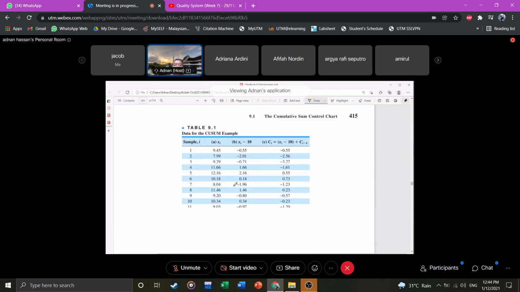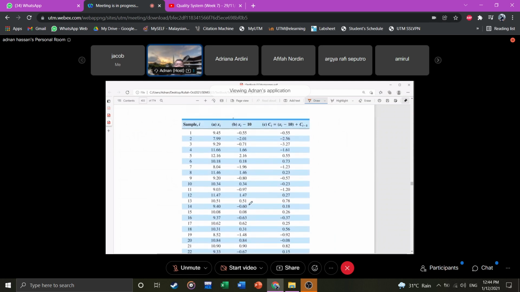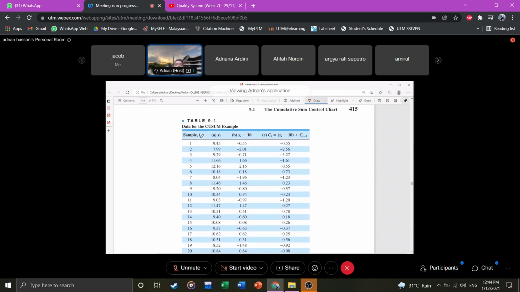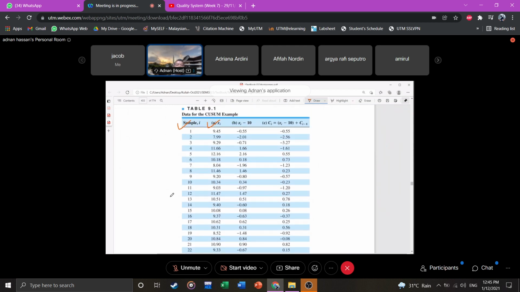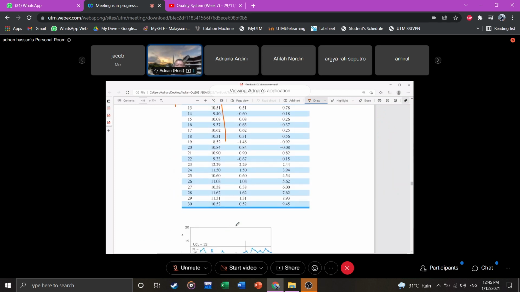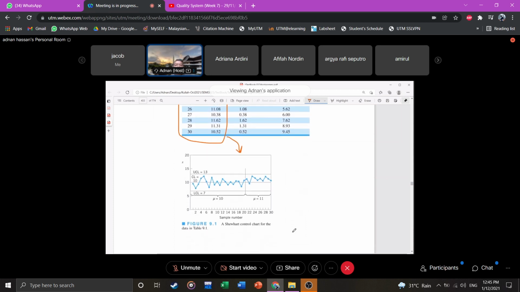Okay, this is an example. If you are given these numbers, let's say you have this sample, and these are the measured values for 30 data. Okay, for 30 data, you have this data. And then you can plot it in this chart. So we will see that.